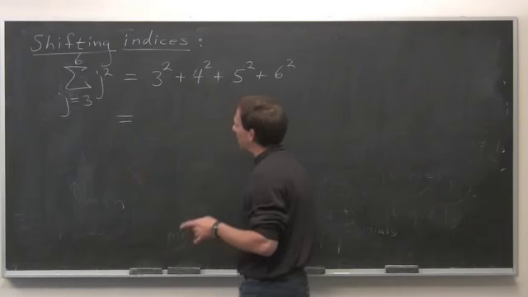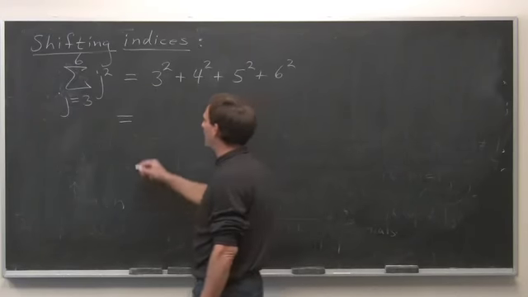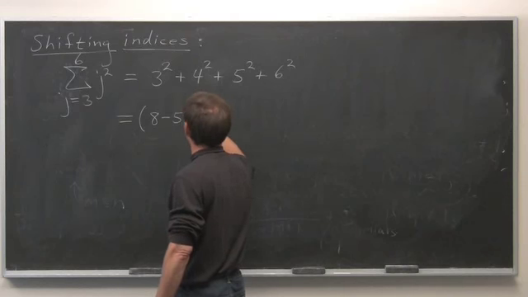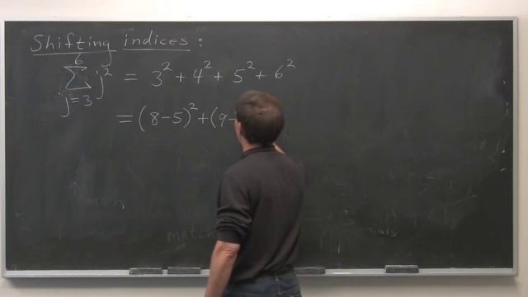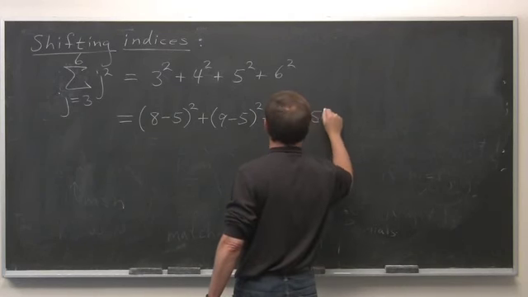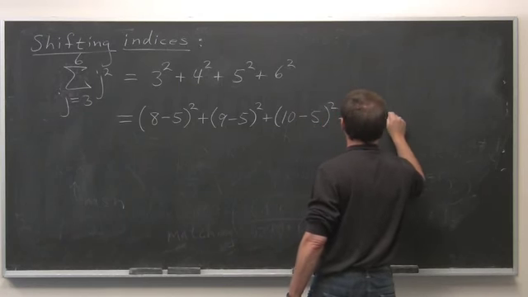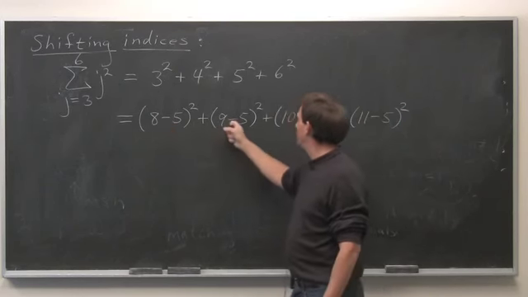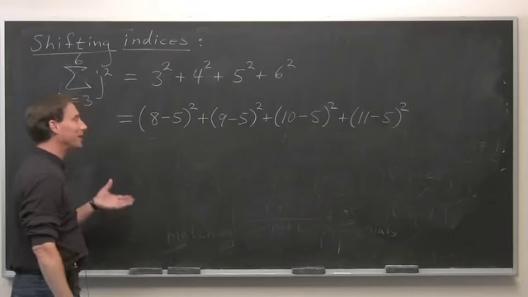Seemingly bizarre, but there will be a point. I can say, add 5 and subtract 5 from each entry. So I can write 3 as 8 minus 5 squared, and then I can write 4 as 9 minus 5 squared, 5 as 10 minus 5 squared, and 6 as 11 minus 5 squared. These are clearly equal because this is 3, 4, 5, 6, and I've got them all squared. Why would you do that?